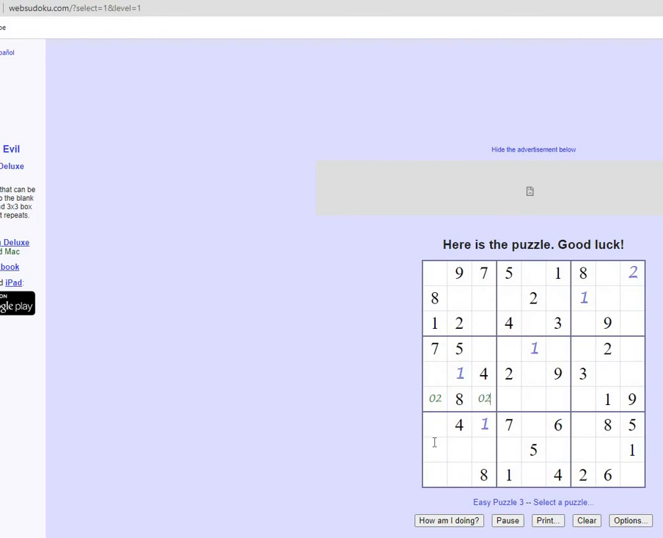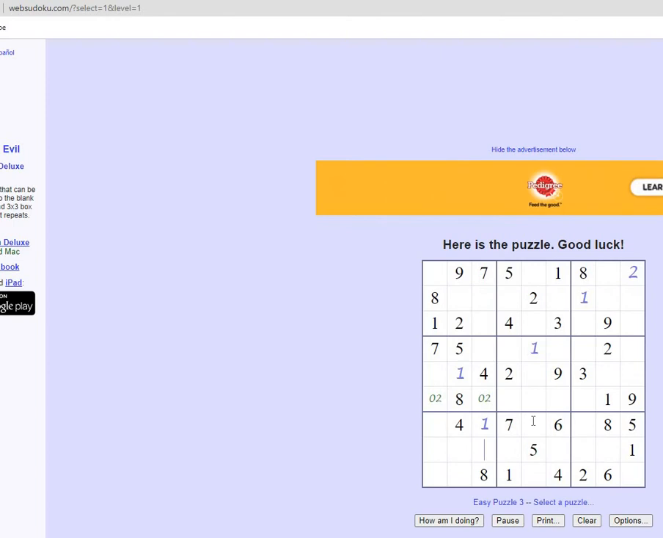Okay, let's proceed. So 2 is here at the middle or at the center, and 2 is here at the bottom. So 2 must be here, here, and here. So there are 3 possible locations, so we don't put it yet. We only put it as a pencil mark when there are only 2 possible locations.